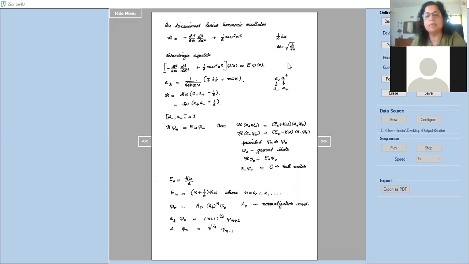Again, there is an exception. For psi 0, it will actually come out to be 0 because you will not be able to do an n minus half. And then your n to the power of half will be 0, so it will work out. But the point is that you should remember that you really cannot lower.